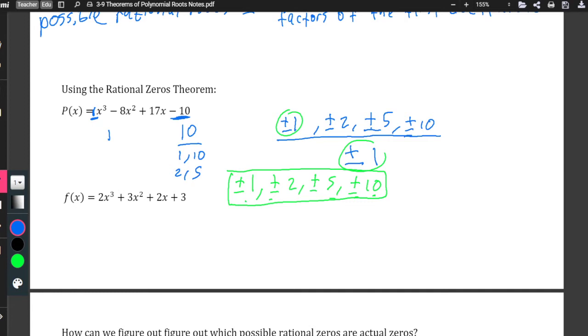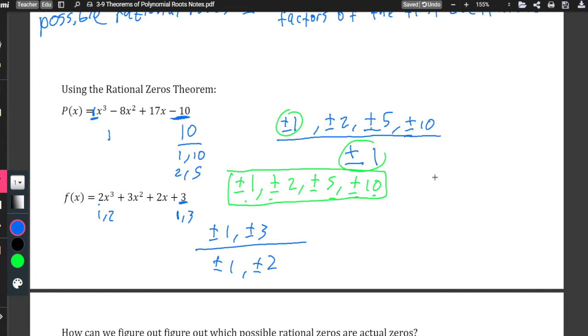Alrighty, so let's start off with our last term. What are the factors of 3? 1 and 3. Perfect. What are the factors of 2? 1 and 2. So when we set this up, we'll have plus or minus 1 on top, plus or minus 3, and we'll have plus or minus 1 and plus or minus 2.